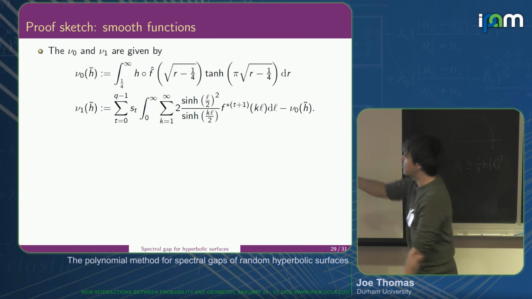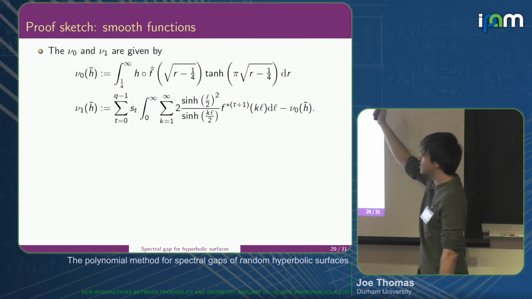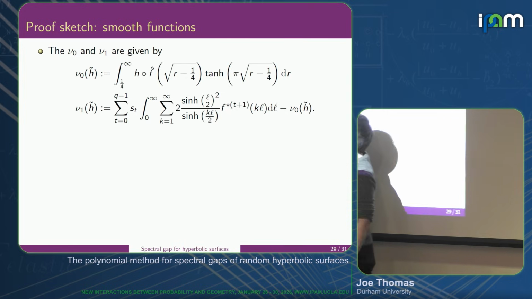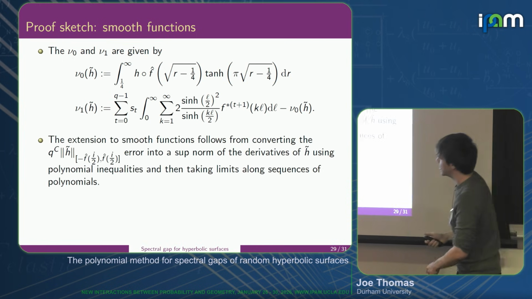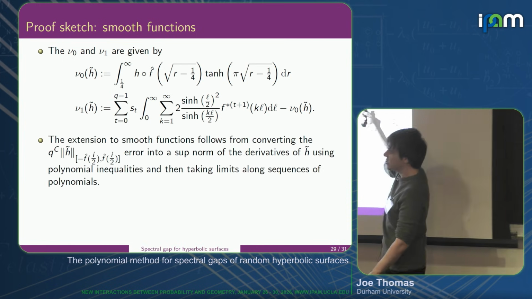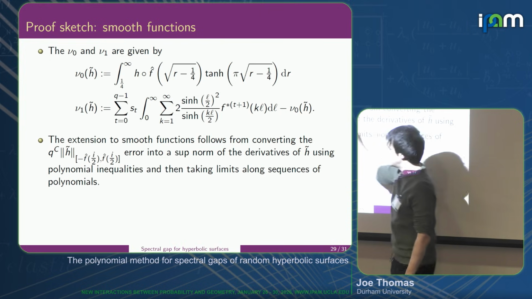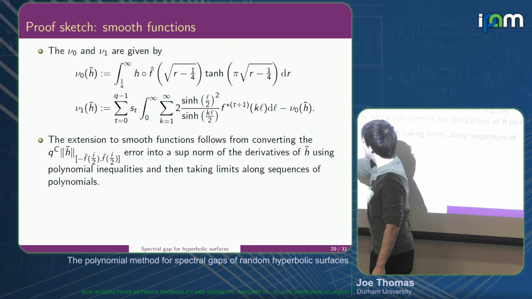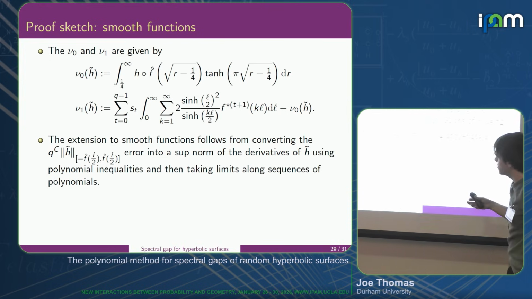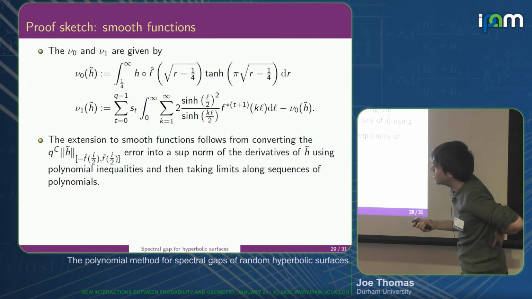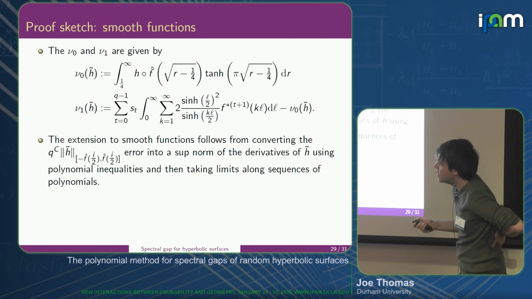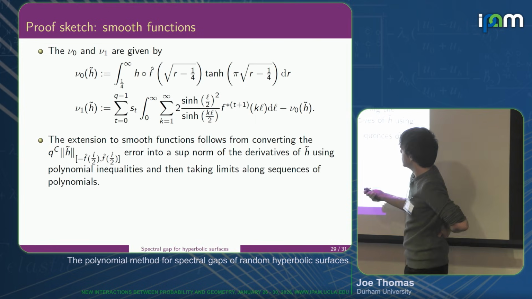So the picture doesn't end here. Okay, and we have a formula for the new 0, new 1. It's exactly what I had before, but now I'm just taking linear combinations. Okay, so nothing interesting there. So to get the extension to smooth functions, we need to deal with this error term. And this is the beauty of this polynomial method. What it does is, if I have something that's polynomially dependent on the degree here, I can convert it into the sup norm of some derivatives instead. Okay? And that's exactly what we do.